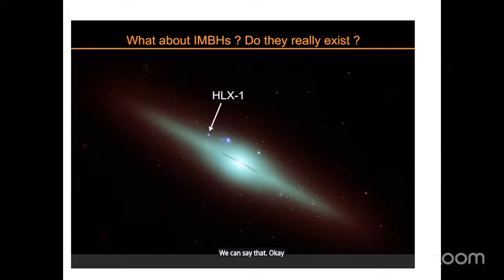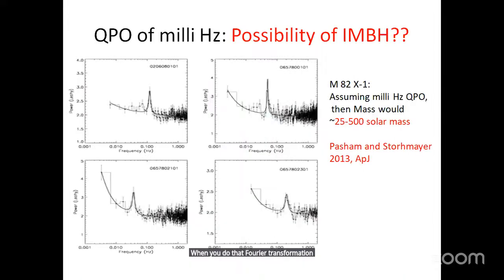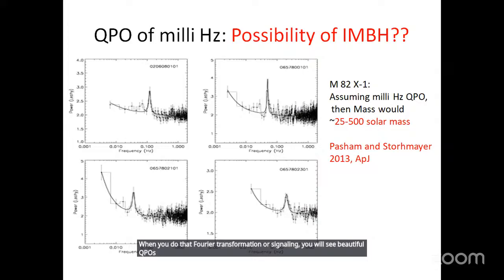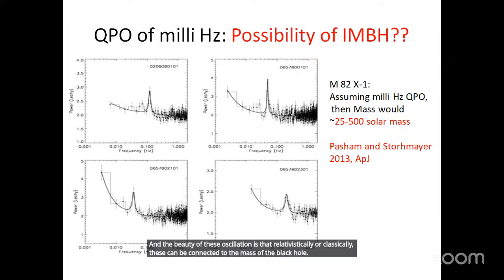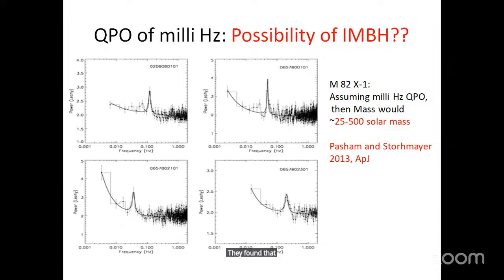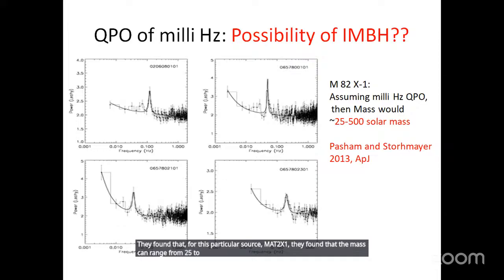This is one of the sources, and when you do the Fourier transformation of the signal, you will see beautiful QPOs. A few slides back, I showed you some quasi-periodic oscillations. These sources also exhibit quasi-periodic oscillation, and the beauty is that, relativistically or classically, these can be connected to the mass of the black hole. For this particular source, M82 X-1, they found that the mass can range from 25 to 500 solar masses. This was very exciting news at that time.